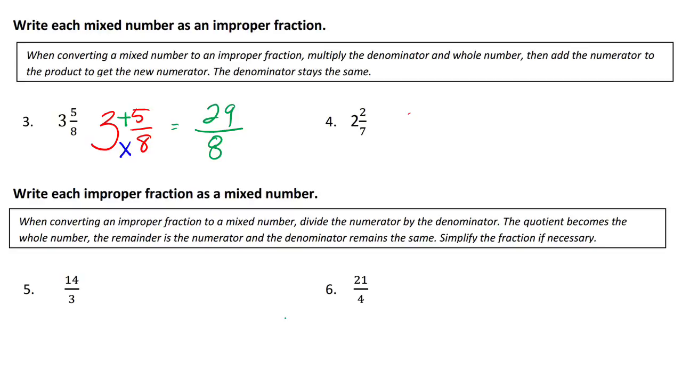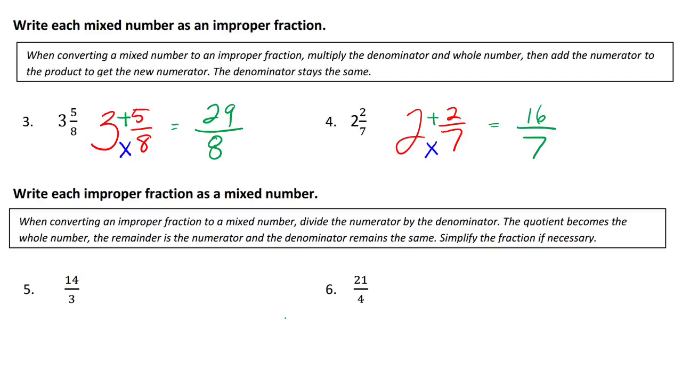Let's go and try it for 2 and 2/7. So we do 7 times 2 plus 2. That's going to equal 7 times 2 is 14, plus 2 is 16, and we keep our denominator the same.